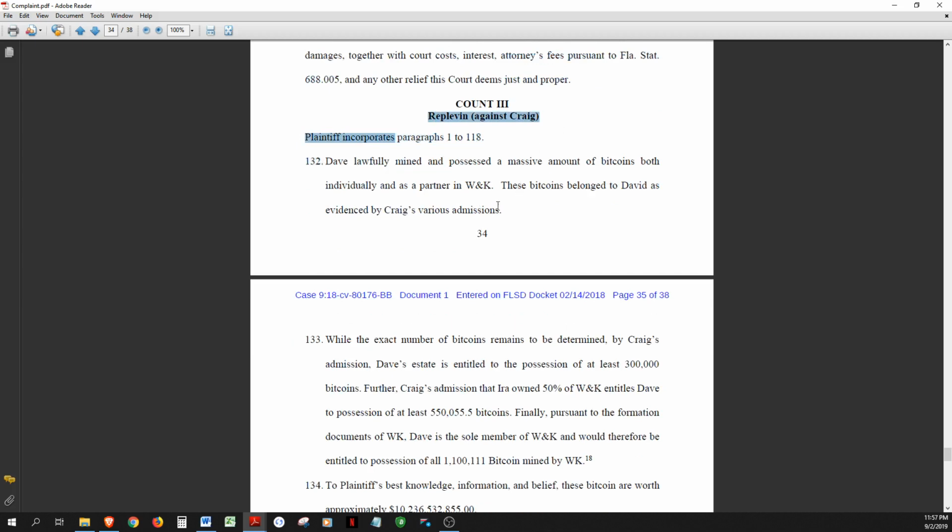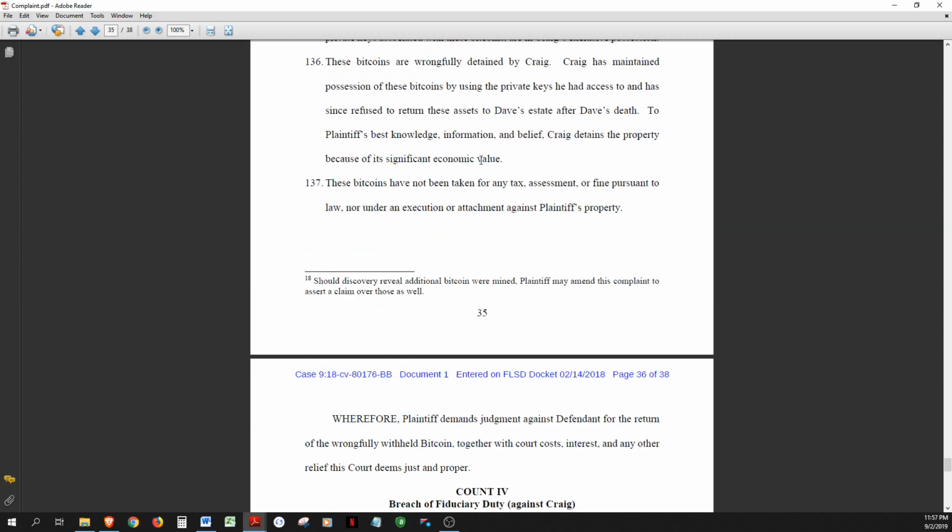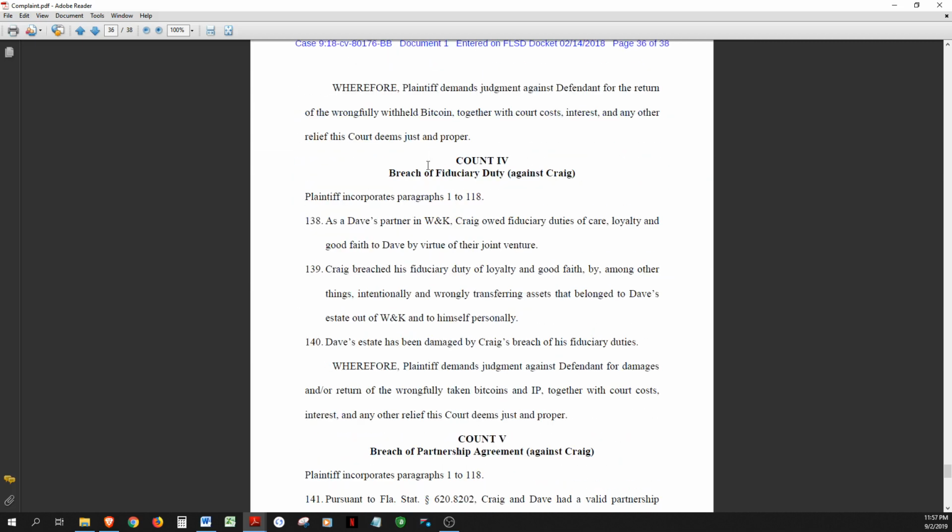You're basically, they took them and now you're getting them back. Breach of fiduciary duty. This involves W&K. So basically saying, hey, Craig had fiduciary duties of care, loyalty, and good faith. That's not very common in your basic business class. We call it conflict of interest.